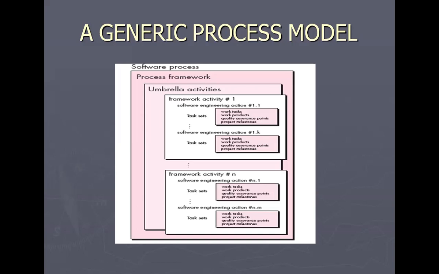The framework described in a generic view of software engineering is complemented by a number of umbrella activities. These are the umbrella activities. The typical activities include the following. What do you mean by umbrella activity? One is software project tracking and control, which means we have to track the software and control it. It allows the software team to assess progress against the project plan and take necessary action to maintain the schedule.